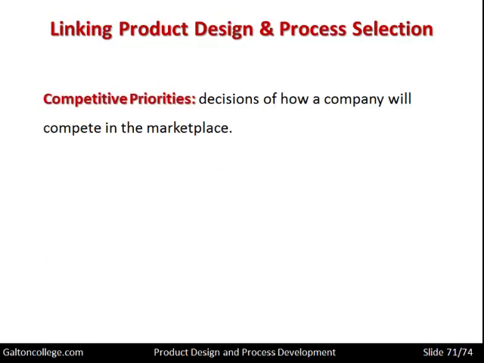Competitive priorities. Well, decisions of how a company will compete in the marketplace. These are important. Within the strategic planning framework, there should be something on competitor analysis and looking at competition and looking at how the company can position itself best to take on competition.